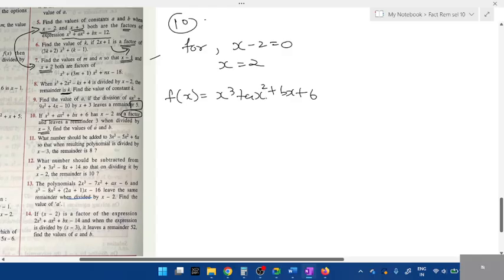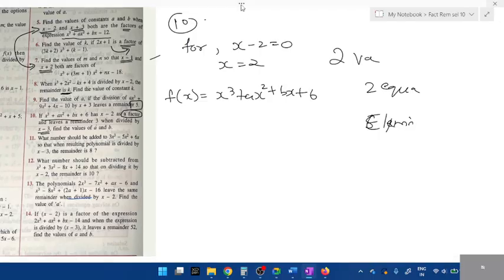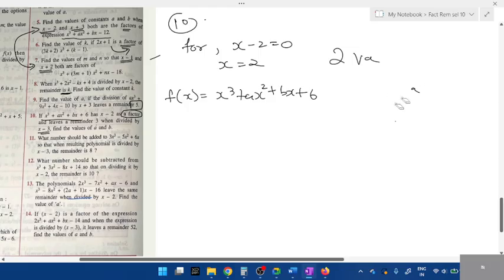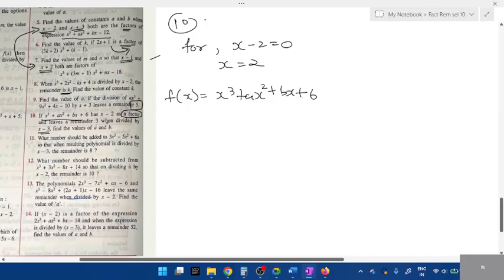2. If there are 2 variables, remember, 2 variables, you'll have 2 equations. Only then you can use which method to solve? Elimination method. Remember this, students, 2 variables, 2 equation, use elimination. Next, plus 6. For the first one, what they've told, x minus 2 is a factor, right? So what you have to take, remainder will be, if it's a factor, 0. F of 2 is equal to, substitute the value.